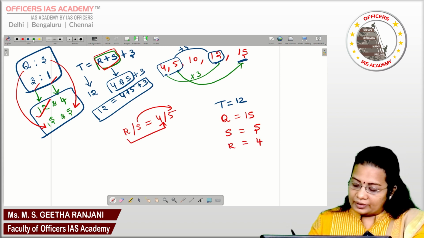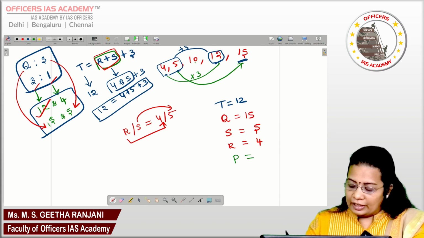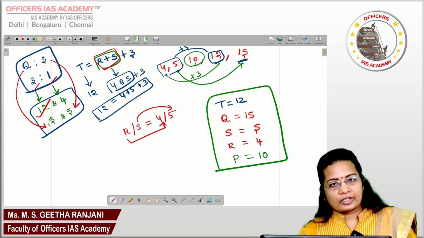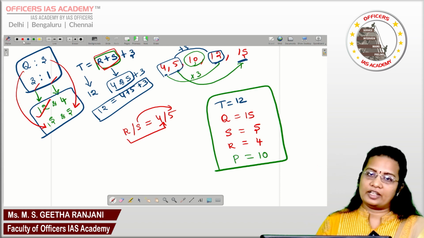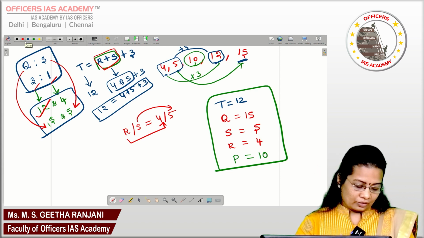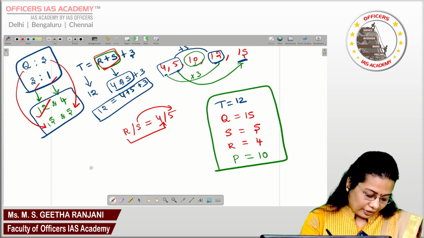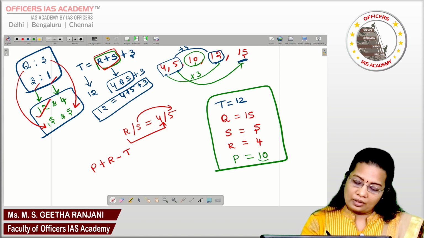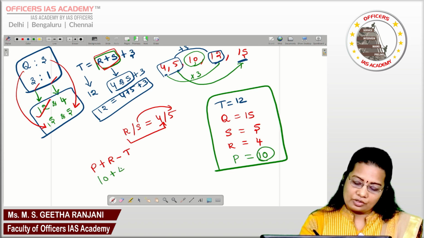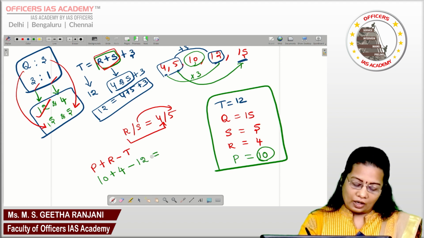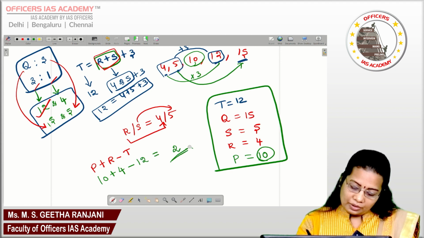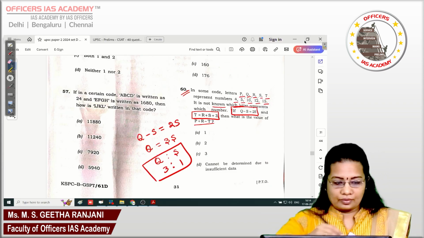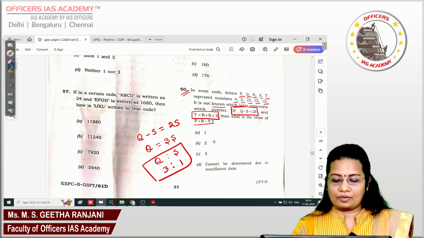Finally, only one letter remains, that is P. That is to be taken with the leftover number 10. That's all. It is a very simple question to decode, and immediately you can assign the values. So they are asking you to find P plus R minus T. P is 10 plus R is 4 minus T, 14 minus 12. The answer is 2. So for question number 60, the option is B. Next question.